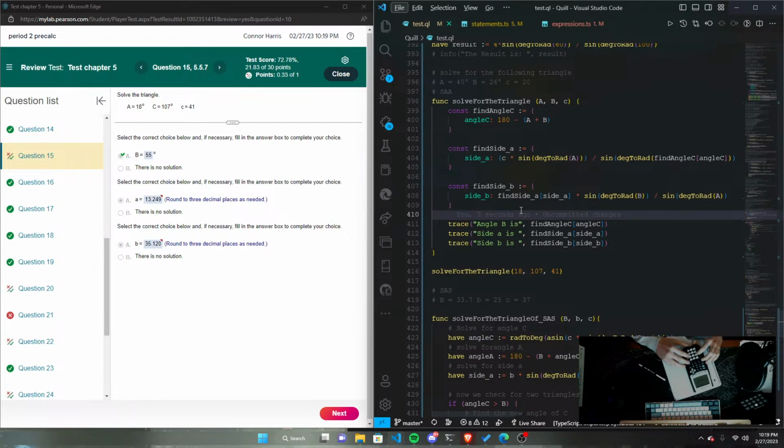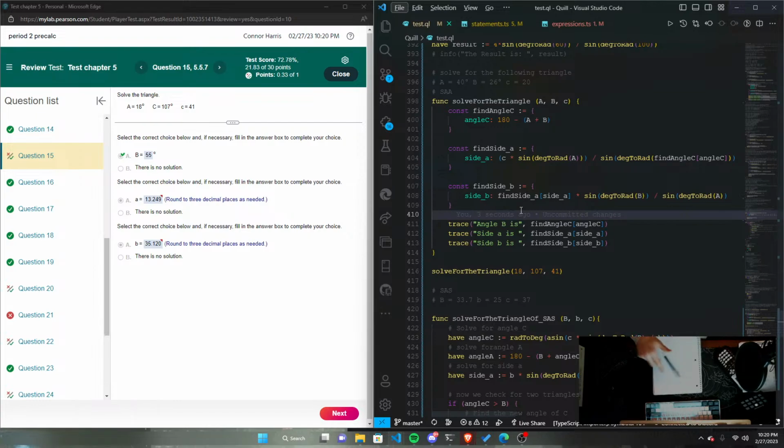So it's a over sine of a is equal to b over sine of b. Yeah, okay, so I think you can do that. Yeah, so we don't even have to do the algebra like that. We can do a over sine of a, which is sine of 18, is equal to 41 over sine of 107. Which means we multiply by sine of 18.